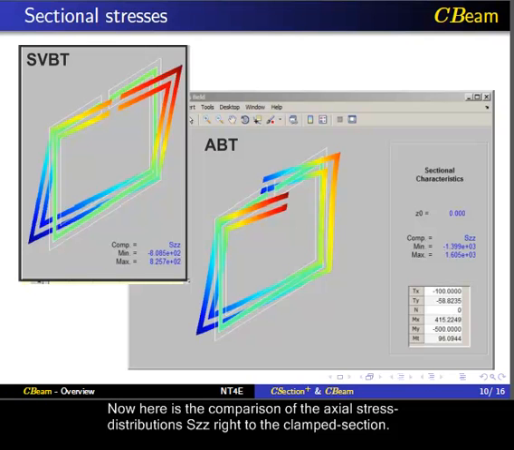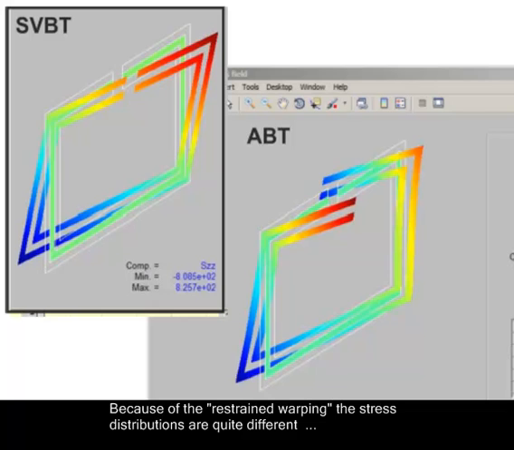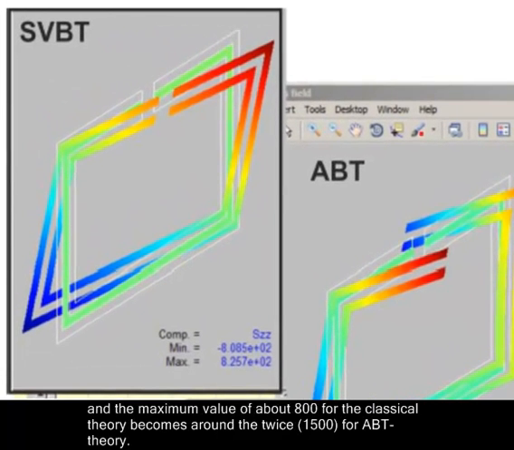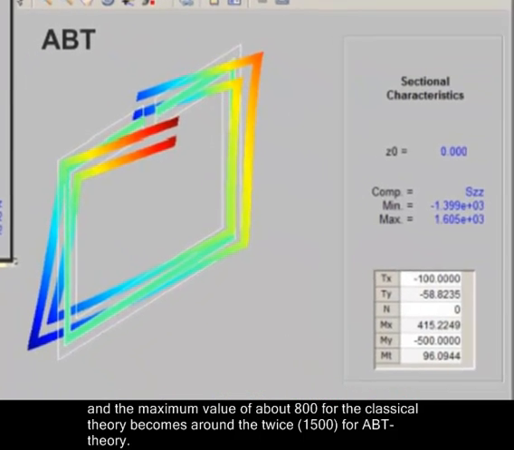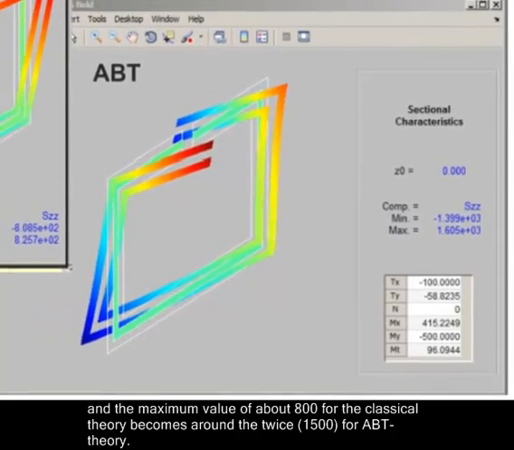Now, here is the comparison of the axial stress distributions sigma ZZ right to the clamped section. Because of the restrained warping, the stress distributions are quite different, and the maximum value of about 800 for the classical theory becomes around twice for ABT theory.